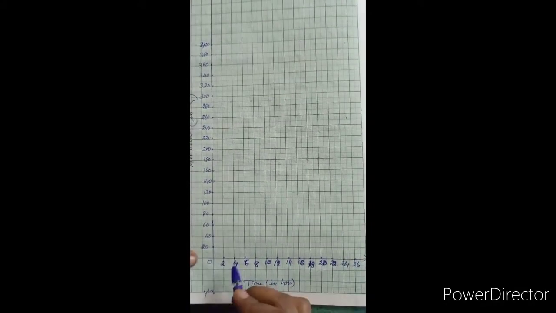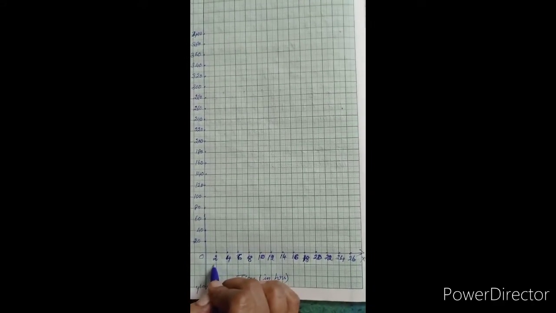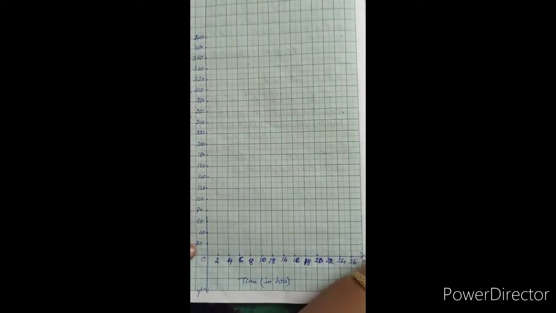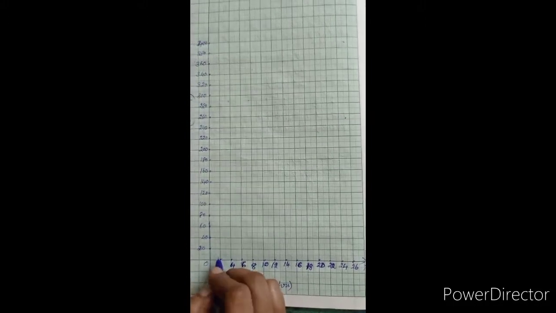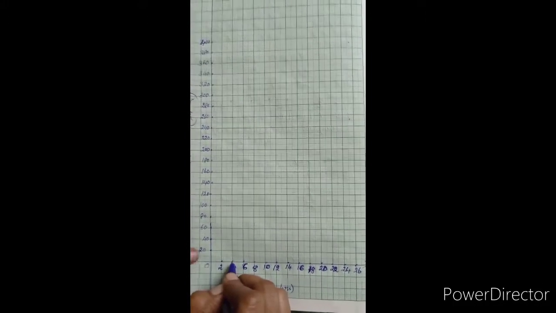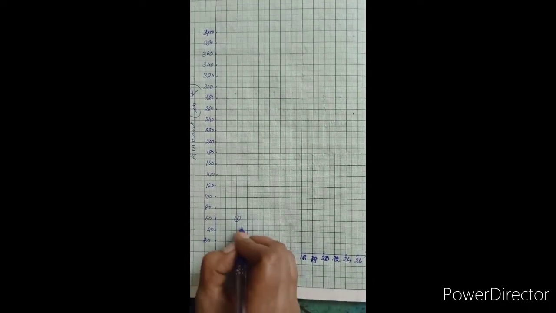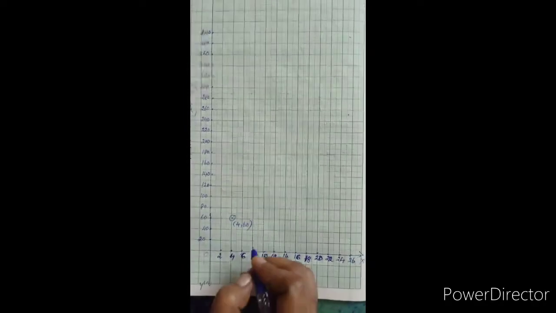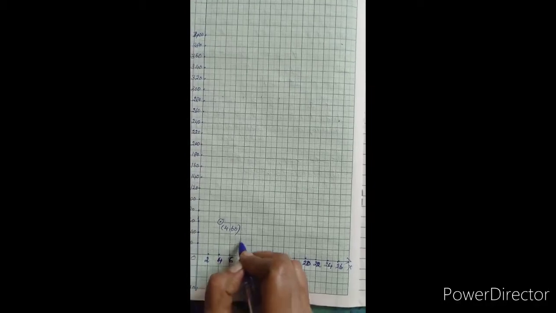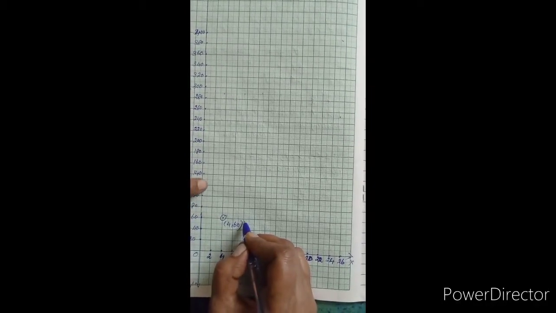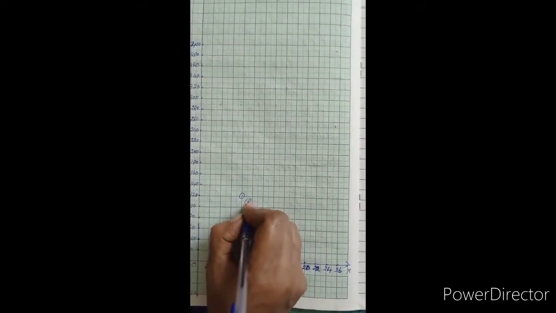In the x-axis the maximum value is 24, so along the x-axis take 1 centimeter as 2 units. Along the y-axis the maximum value is 360, so take 20 units. So the first point is 4, 60. Here 4, 60 is here. Second point 8, 120. 8 here, 120 here. So this is 8, 120.